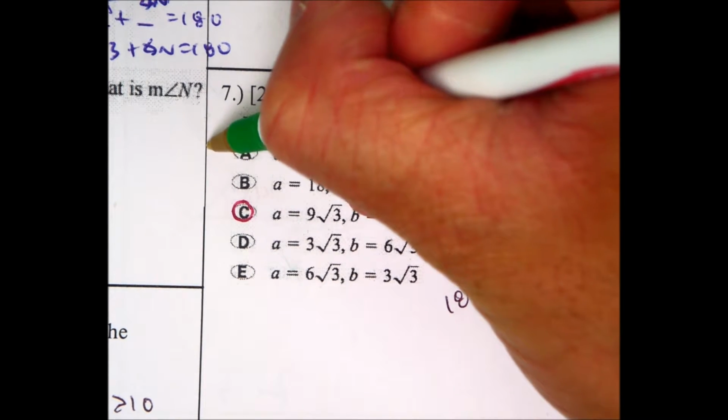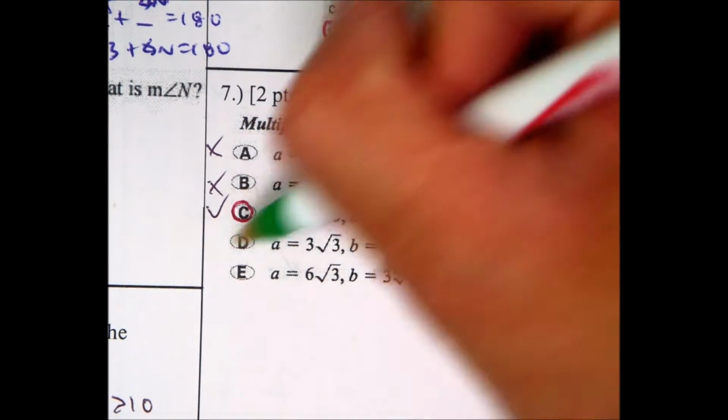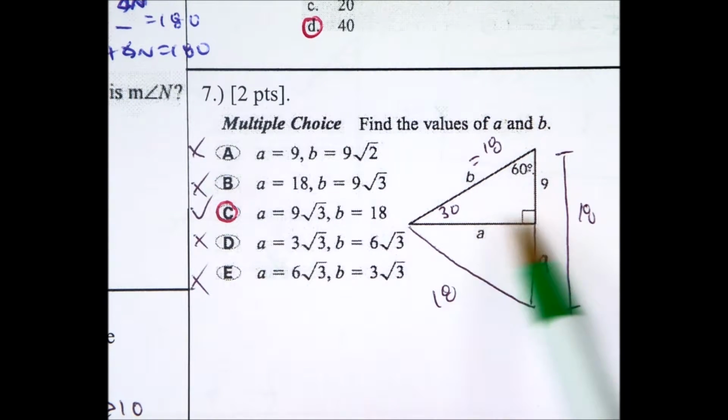So not there, not there. For C. Now, that was an easy multiple choice. If it was a harder question, you could also have done how do you solve for A. You could just use the Pythagorean theorem based on what they give you.